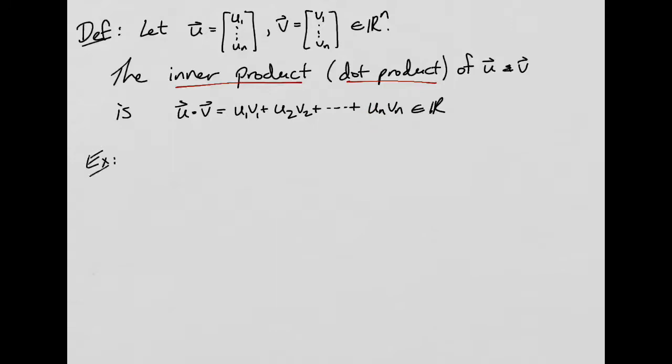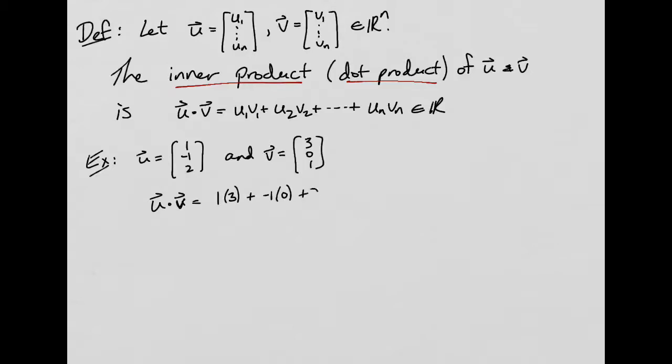So we can do a quick example. If I take, for example, (1, -1, 2) and (3, 0, 1), then when I do their dot product, I have 1 times 3 plus -1 times 0 plus 2 times 1. So I just get 5. So that's the dot product of these two vectors. This is a new operation we're going to be dealing with in this chapter and in the next few videos.